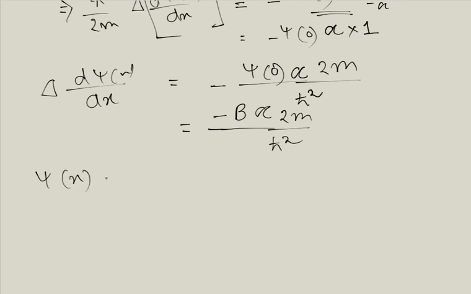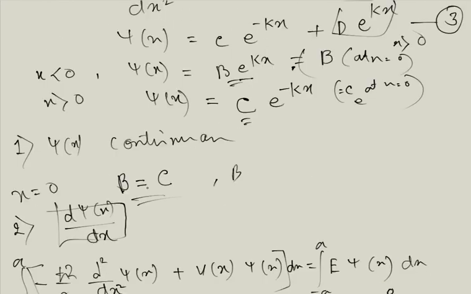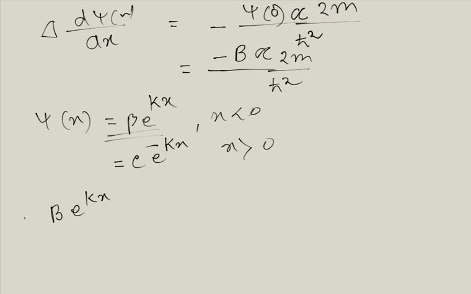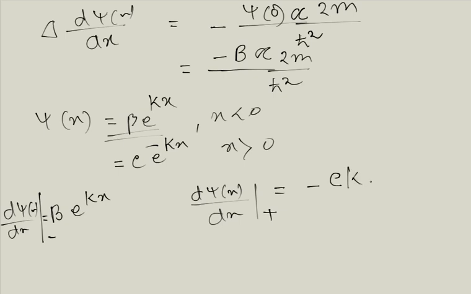So what was psi of x for x less than 0? It was b e to the power kx, and for x greater than 0, it was c e to the power minus kx. The left hand side derivative of this function will be b k e to the power kx, and the right hand side derivative will be minus c k e to the power minus kx.